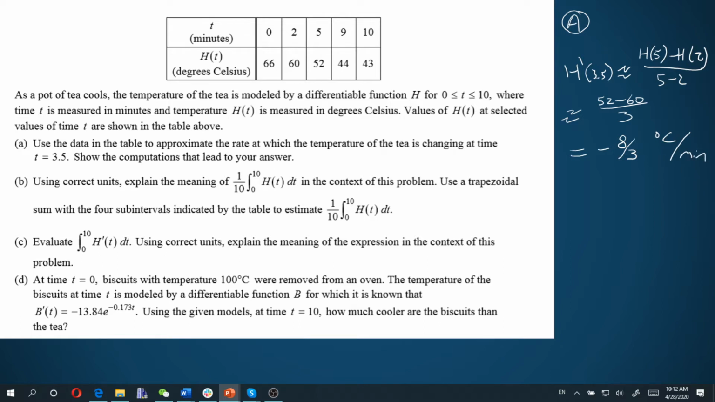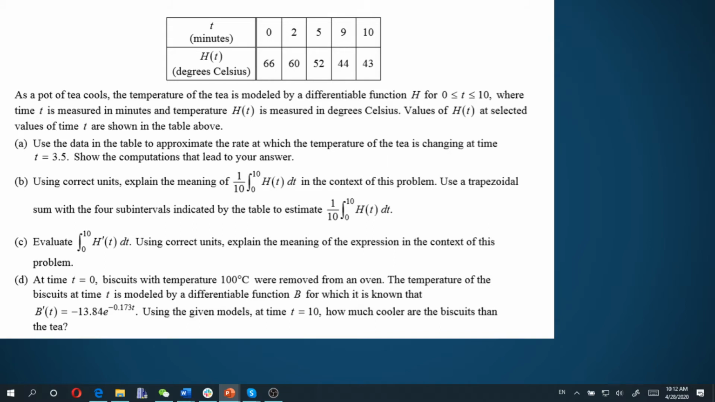Okay, for part B, Oliver, I want to know what 1 over 10 times the integral from 0 to 10 of h of t would mean in the context of this problem first.